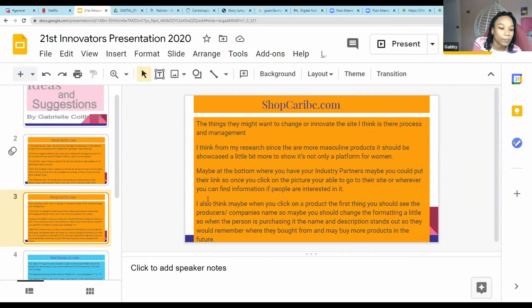And also I think when people click on the product, the first thing you should see is the producer/company's name instead of being at the bottom. So maybe you can change the formatting a little bit. So when the person is purchasing the product, the name and description stands out so people would remember where they bought it from and may buy more products in the future. So that's what I have.